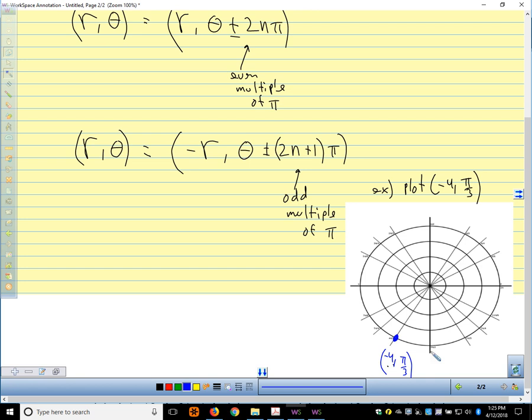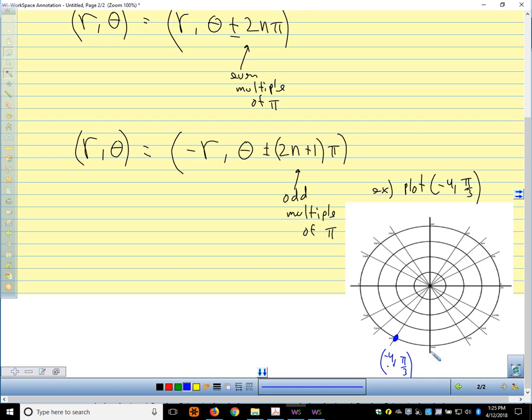And we can see that negative 4 pi over 3 is at the same point as positive 5 pi over 3. So they're the same point. This won't come up a lot, but I just want you to be aware of it.